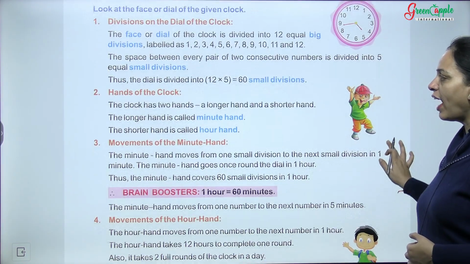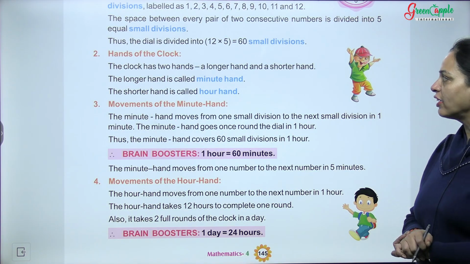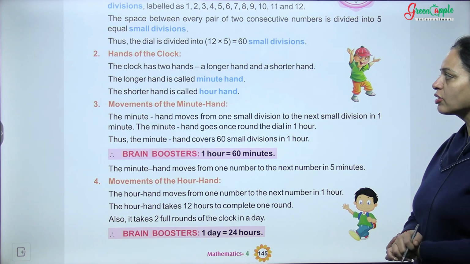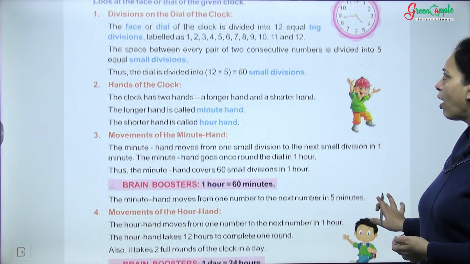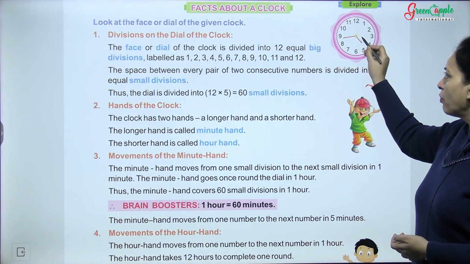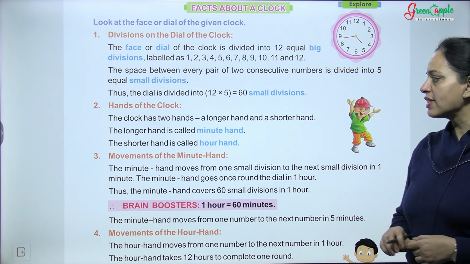Now the second one, hands of the clock. The clock has two hands, a longer hand and a shorter hand. The longer hand is called the minute hand and the shorter one is called the hour hand. See, the shorter one is the hour hand and the longer one is the minute hand.